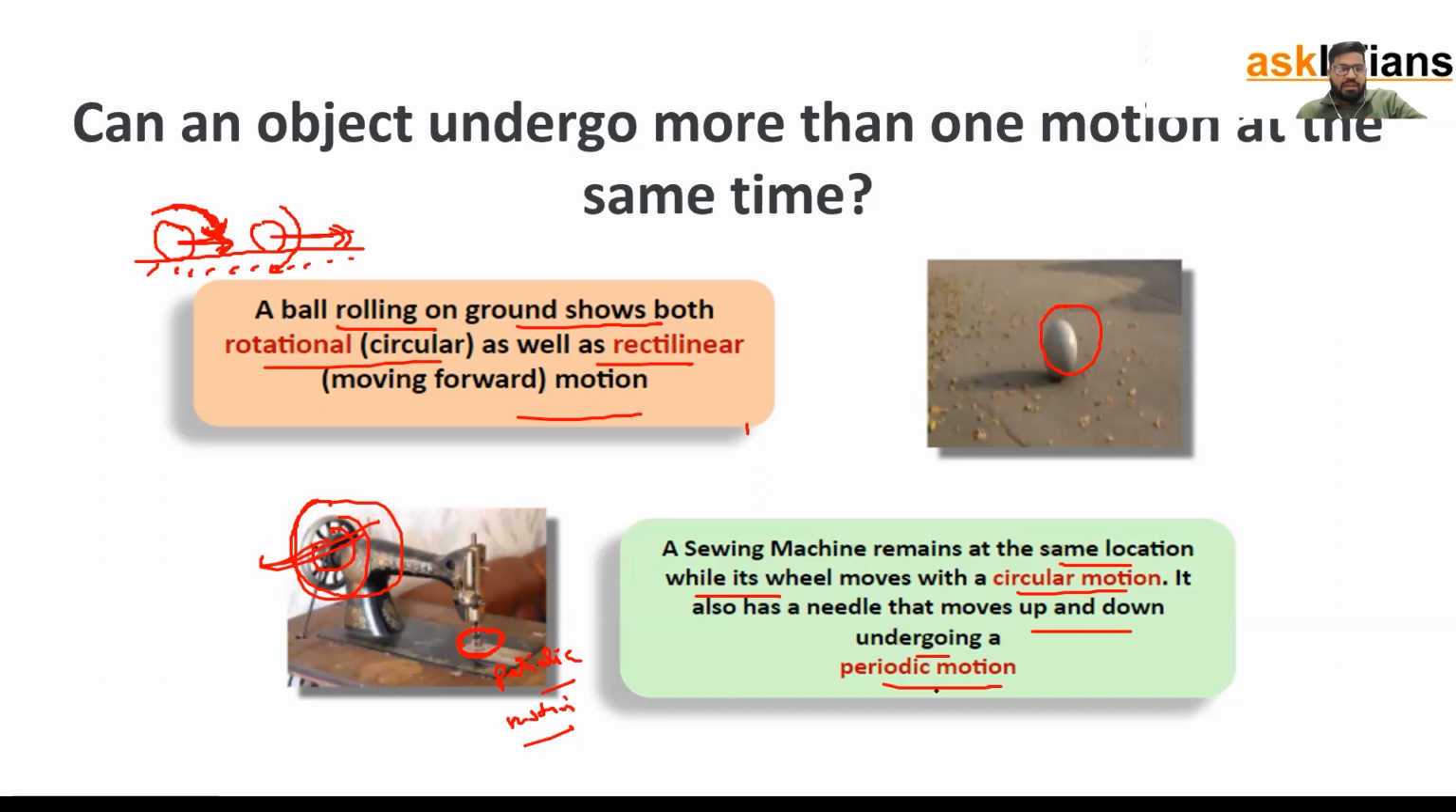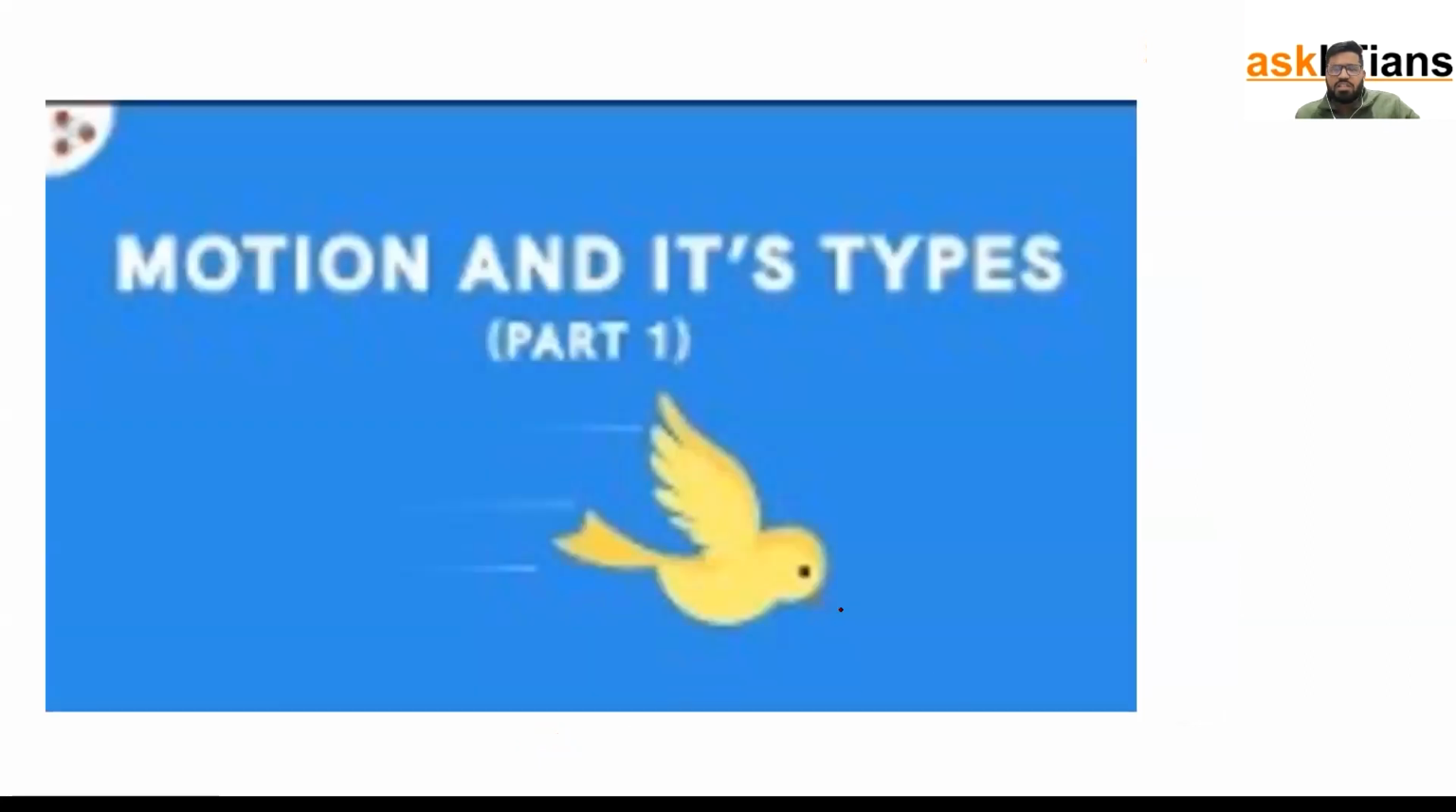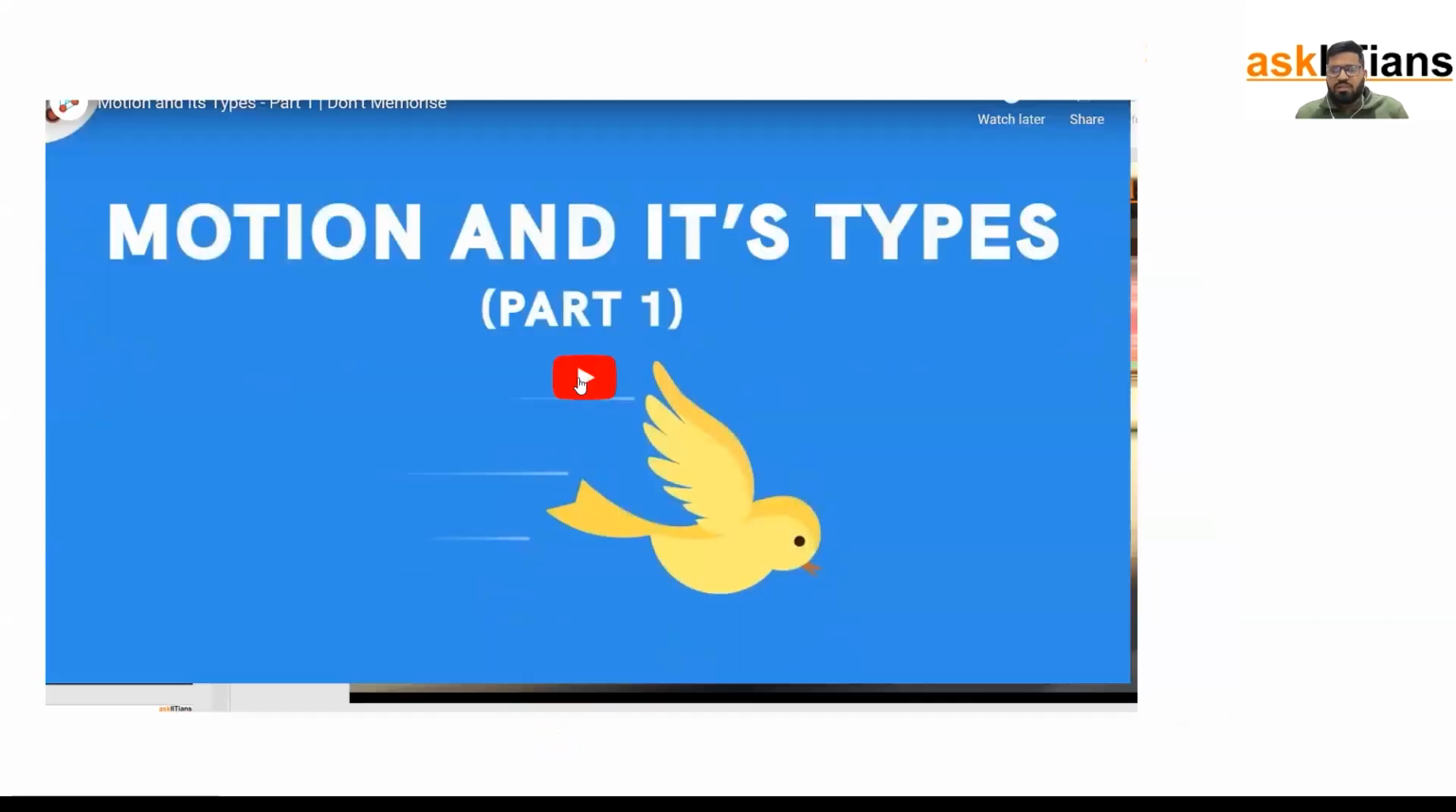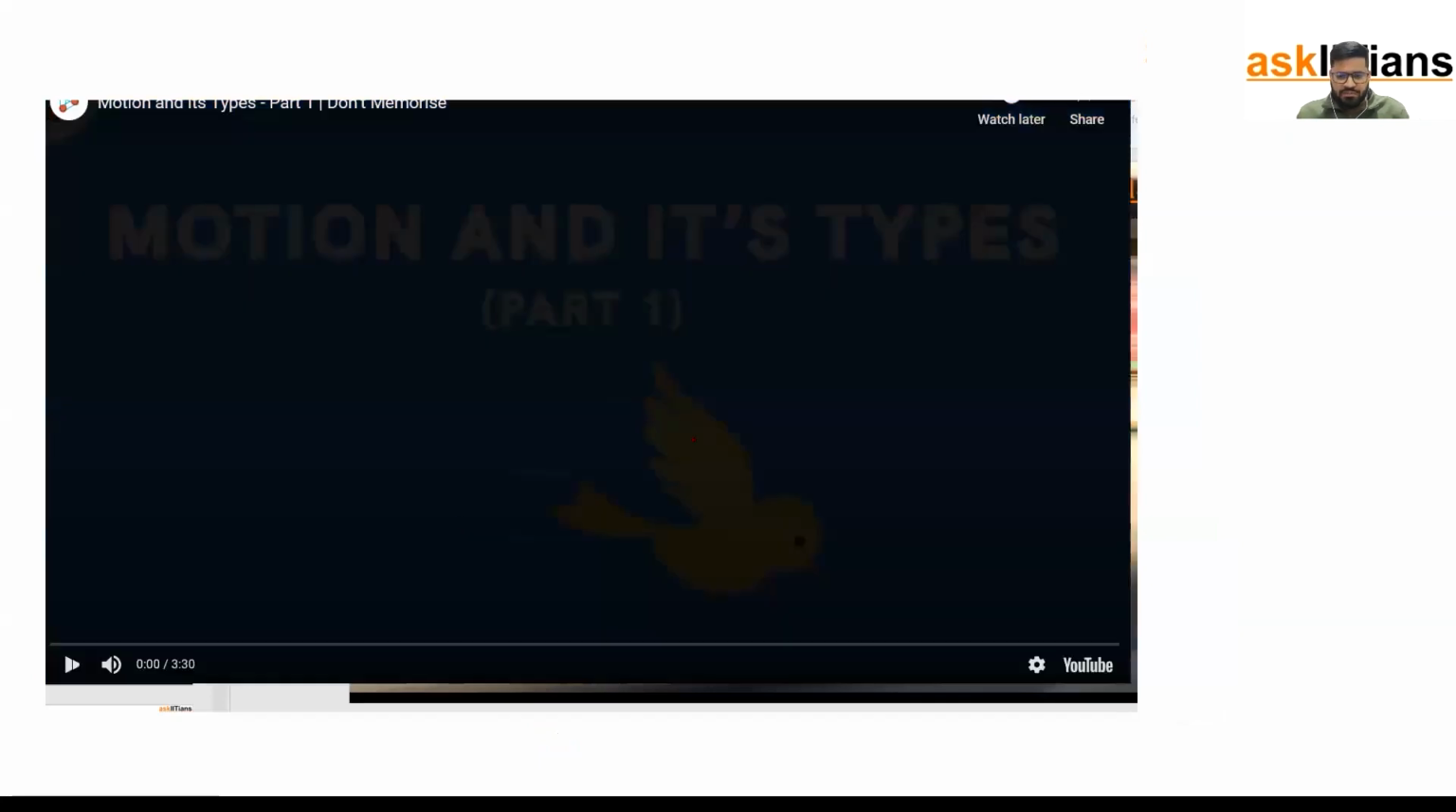So we have differentiated between rectilinear motion, circular motion, or you can say rotational motion also if you are considering the body as a whole, and periodic motion which repeats itself after a certain interval of time. Okay, so I think we have got the basic concept of all the types of motion. Now we will see the motions in much more detail, or you can get a better feeling after watching these videos. Okay, so I'm showing you some videos to get a better view of the motion.